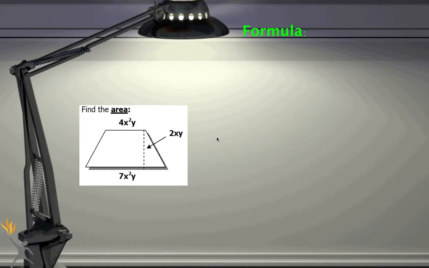Let's go ahead and talk about how to find the area of a trapezoid and how to find the area of a circle using our monomial rules and powers and exponents rules. So let's take a look. The first thing we have to figure out is the formula. The formula is one half, base 1 plus base 2, times the height. So the first thing we do is plug all of our information from our diagram into our formula.